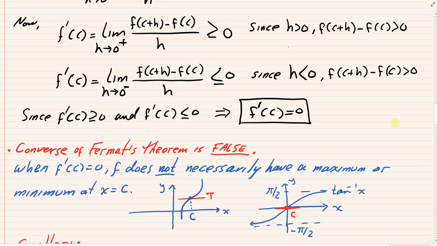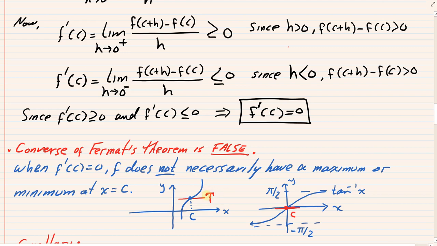And I have two instances here. I've made up two examples of functions where at c the slope of the tangent is 0. So f prime at c is 0 in both of these graphs. But if you note, neither of those two points at c is a max or minimum. There are other points higher than those and lower than those two points, one being this, the other one being this one. So that goes to illustrate again that the converse of Fermat's theorem is not true.